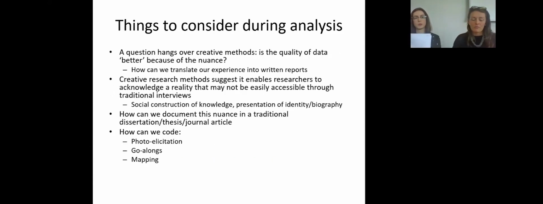Okay, so the question then hangs over creative methods. Is the quality of the data better because of the nuance that we have experienced designing it? And how can we translate our experience into the written reports? Creative research methods suggest that it enables researchers to acknowledge a reality that may not be easily accessible through traditional interviews, as we're better able to maybe access the social construction of knowledge, the presentation of identity and biography. But how can we document this nuance into traditional dissertation, thesis or journal articles?